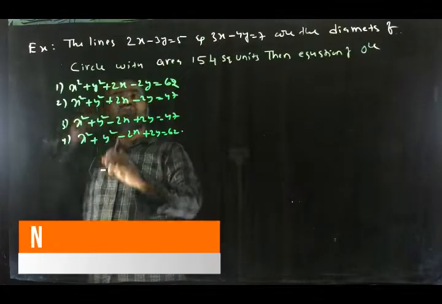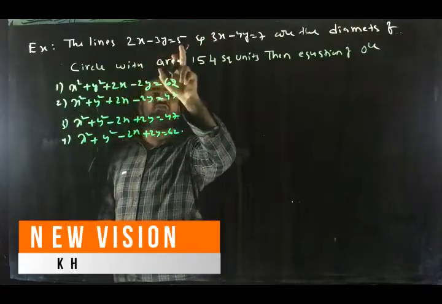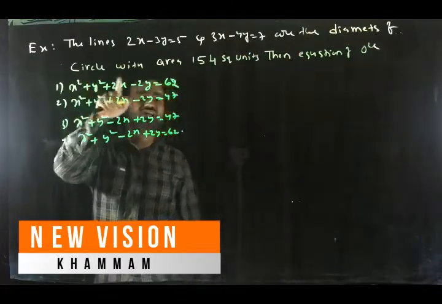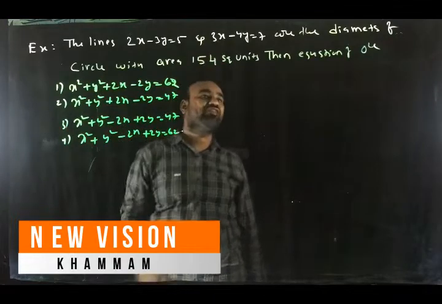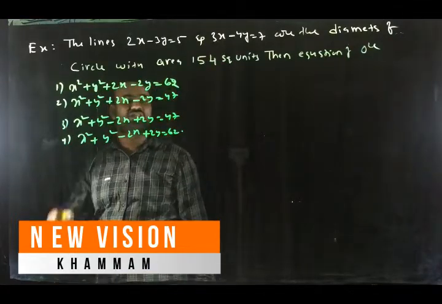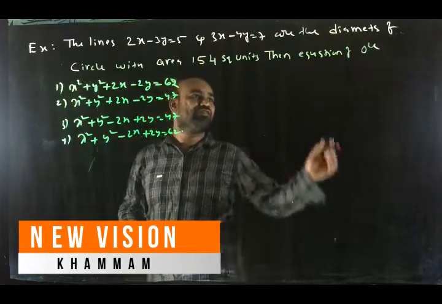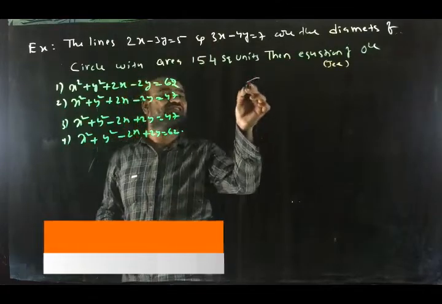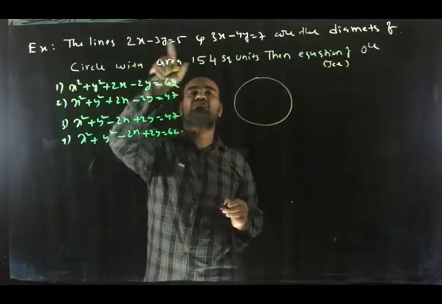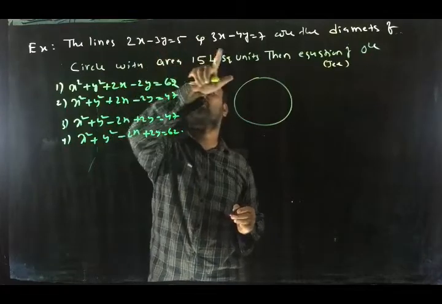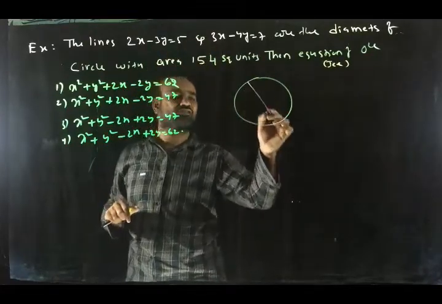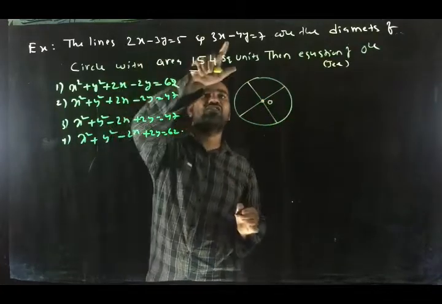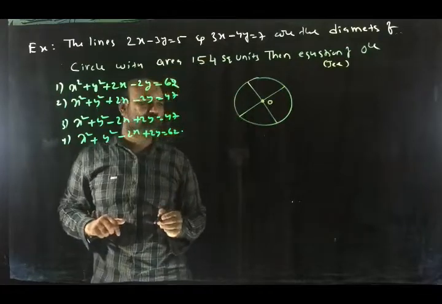Another example problem. The lines 2x minus 3y equal to 5 and 3x minus 4y equal to 7 are the diameters of a circle with area 154 square units. Then find the equation of the circle. Which of the following is the equation of the circle? This is an old JEE problem. Okay, what is given? Observe here, these are two straight lines, not perpendicular, not parallel. Diameters. While solving these two equations, we will get the center.